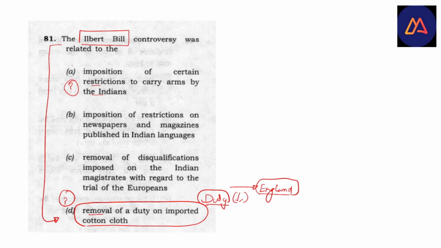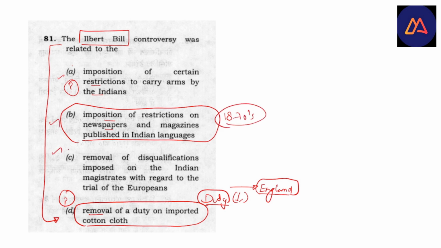That is a correct thing. But about the Ilbert controversy, there was no controversy about that. They usually did that. But this imposition of restriction in the 1870s, this happened. It's a true fact. So either this or this.